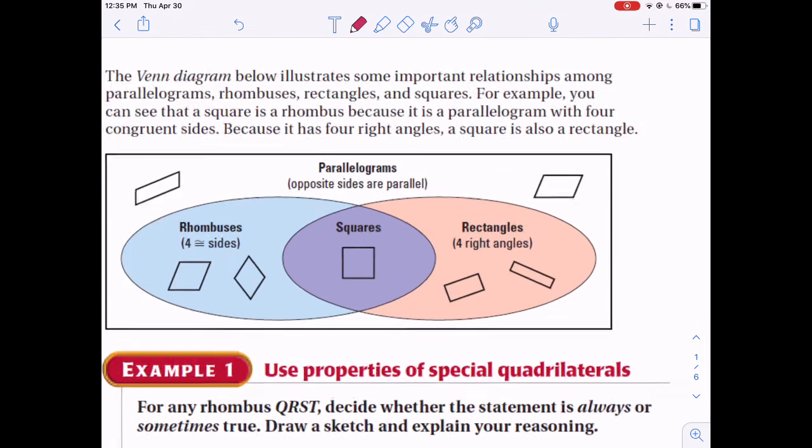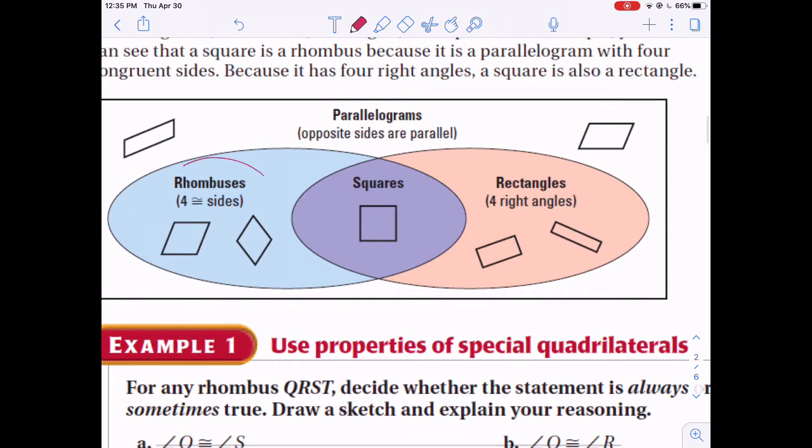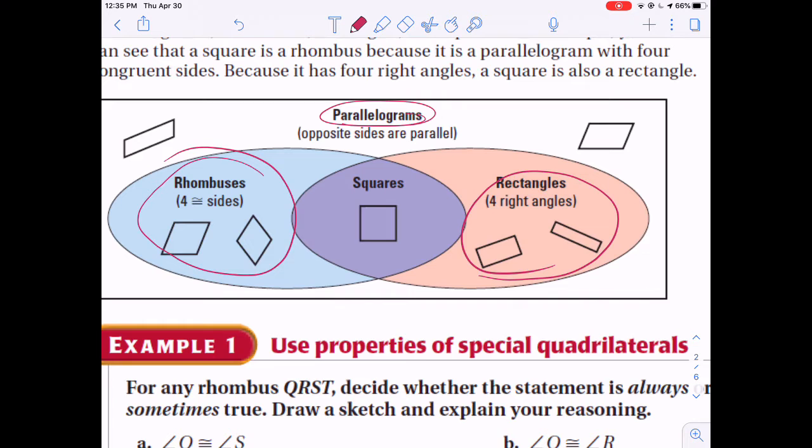And here's a nice Venn diagram to show that. In other words, you have rhombuses over here. They've got four sides. They're always equal. Over here you've got shapes, parallelograms. Again, everything here is a parallelogram. But these have right angles everywhere. Well, a certain mix of right angles and equal sides gets you squares.